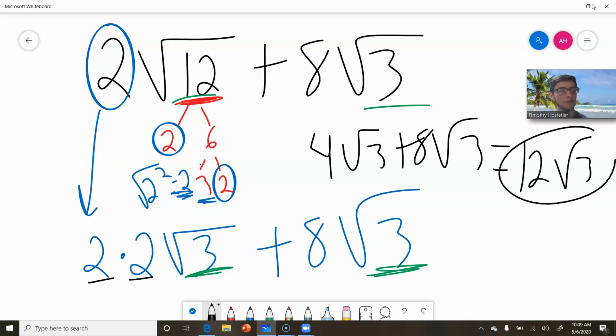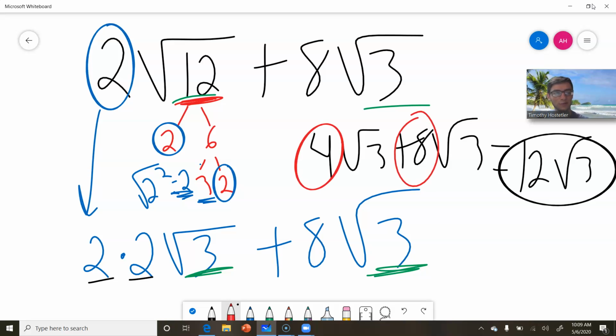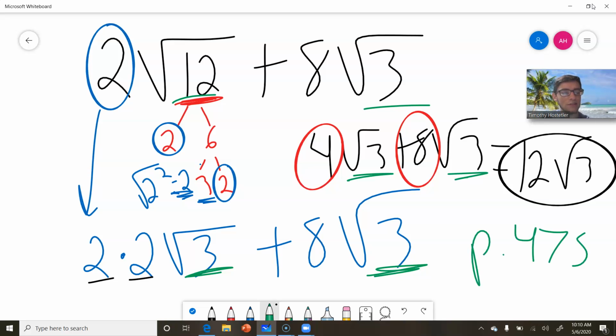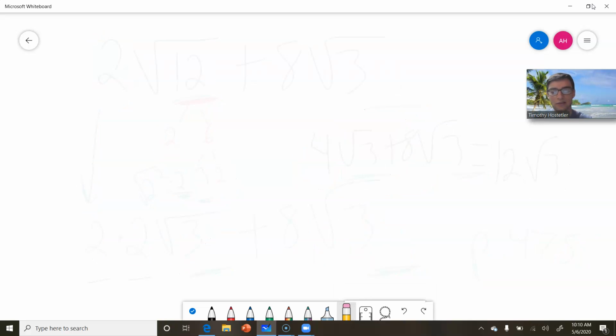12 square root of 3. You see how we did that? We added this 4 and this 8, and the insides stayed the same to give us 12 square root of 3. Okay, that's at the bottom of 475. So if you just want to go over that, see how they did it, that's on the bottom of 475.